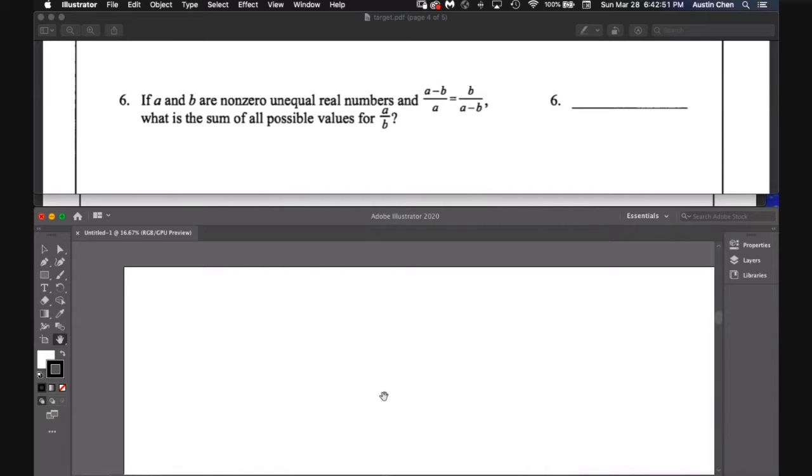If A and B are non-zero unequal real numbers, and (A minus B) over A equals B over (A minus B), what is the sum of all possible values for A over B?